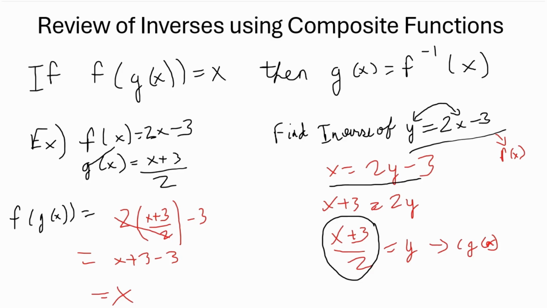So you plug g of x into f of x, becomes f of g of x, which becomes this, and it all should cancel out to x. And that's it for this unit.